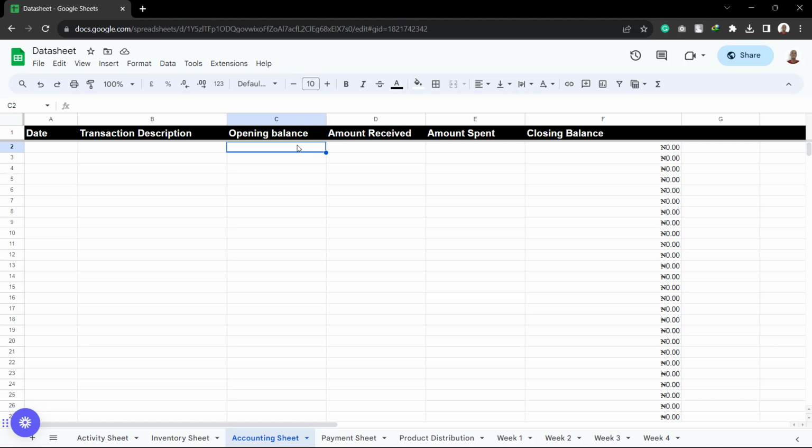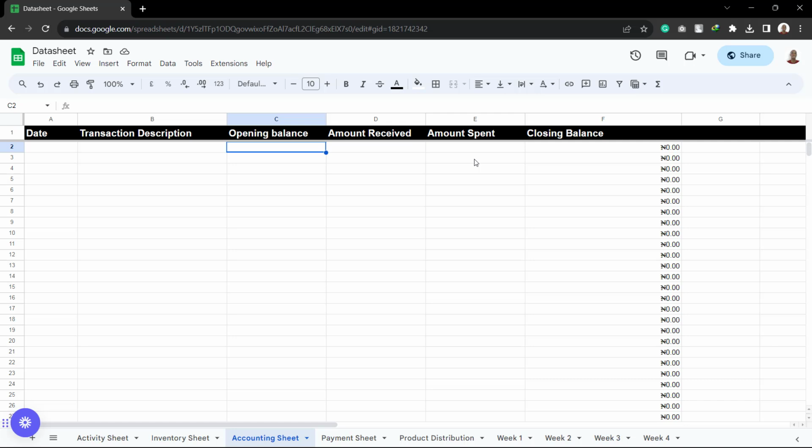The next one is the amount received. If the transaction has to do with money taken in, maybe for example we sold the product, in that case you are going to input it under the amount received. However, if for example we spent money on ads, maybe we spent 5,000 or 10,000 naira on ads, then you are going to input it under what? The amount spent. Do you understand?